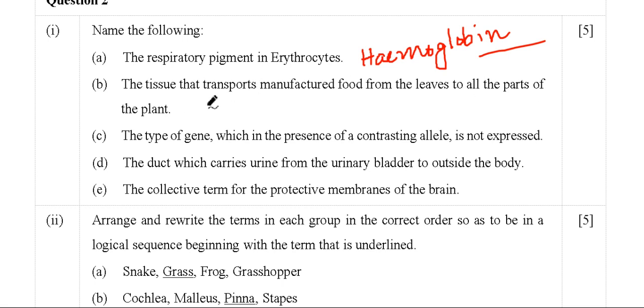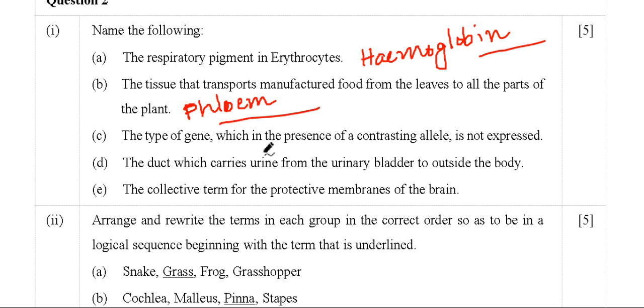The tissue that transports manufactured food from the leaves to all the parts of the plant. That means the tissue which mainly transports the manufactured food, produced through the photosynthesis process, from the leaves to the various parts of the plant. The answer will be phloem tissue, which is one of the conducting tissues. Another conducting tissue is the xylem, which mainly transports water and minerals absorbed by the root from the soil.